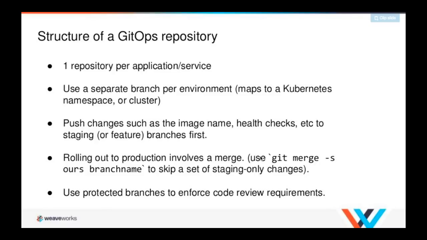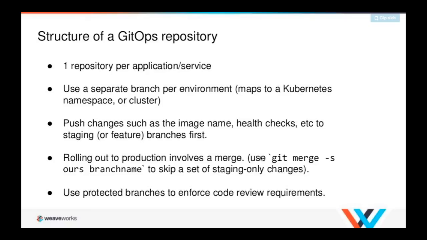They also insist on having separate branches for each environment. Let's say I have three environments, dev, test, and prod. There should be three branches, one called dev, the other called test, the other one called prod. This is done in order to map each of these branches to different environments in the Kubernetes cluster, or in fact the Kubernetes namespace.